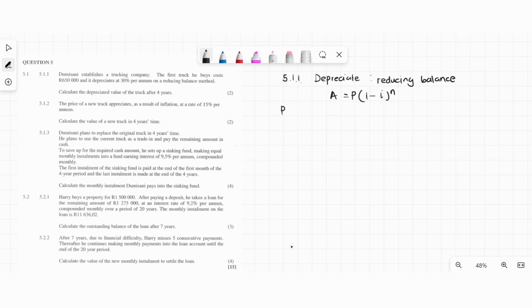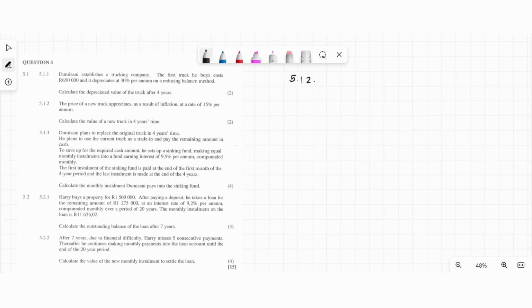What's our P? Our P is this. Then our i is what? They told us it's 30%, so it's going to be 0.3. Then n is going to be equal to 4, after 4 years. Substitute everything. So A is equal to P times 1 minus 0.3 to the power 4. Punch that into the calculator and this is what you're going to get. So this is the first answer.